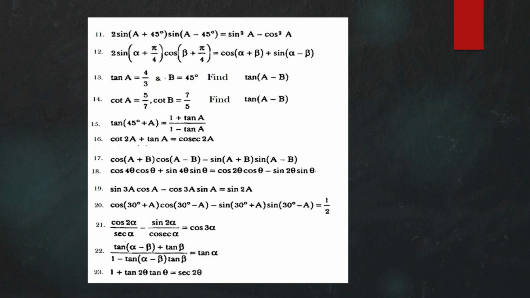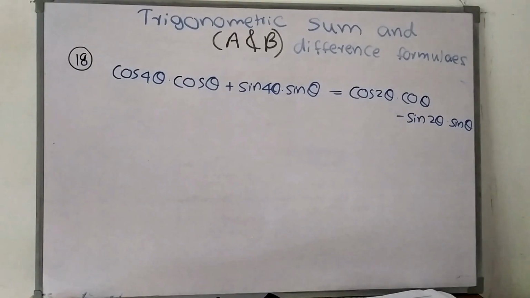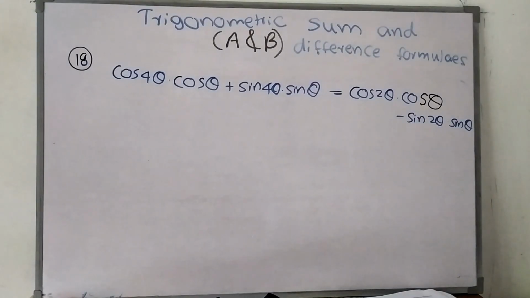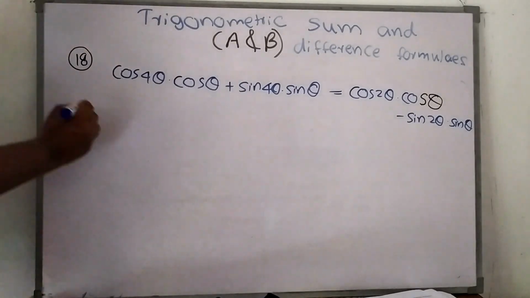Okay children, let's move to the 18th question, right? cos 4 theta cos theta plus sin 4 theta sin theta is equal to cos 2 theta cos theta minus sin 2 theta sin theta, right? So how is it possible? We'll see.